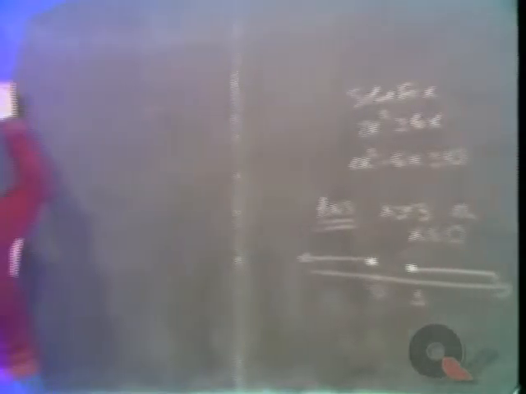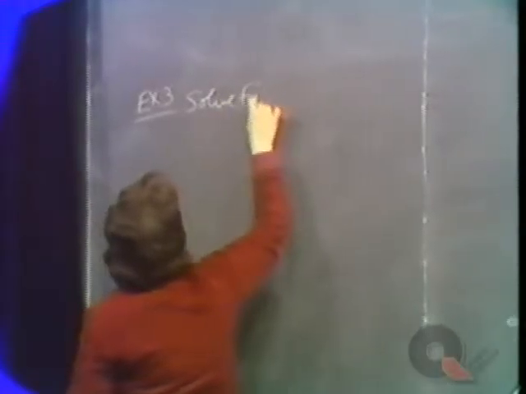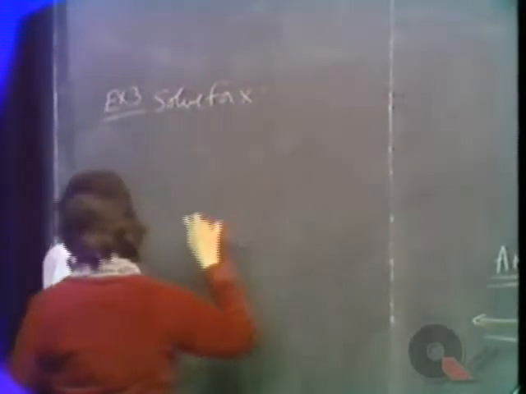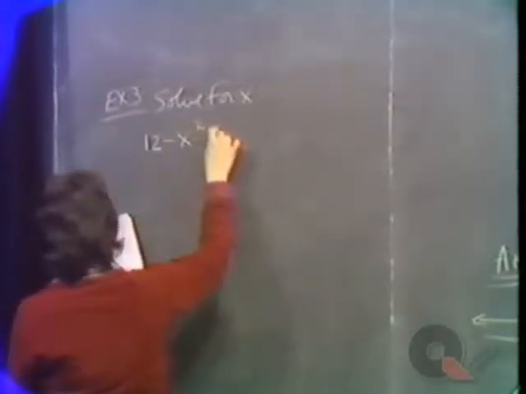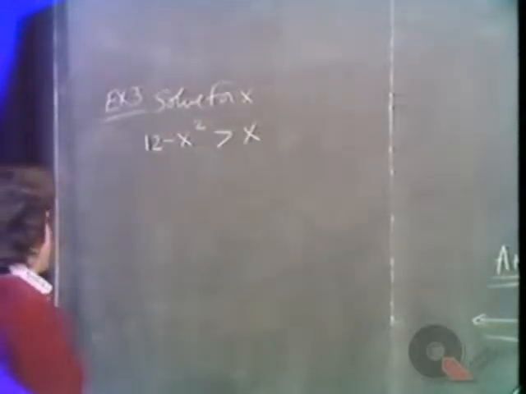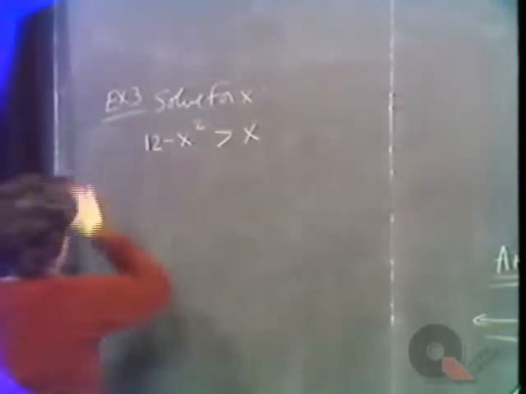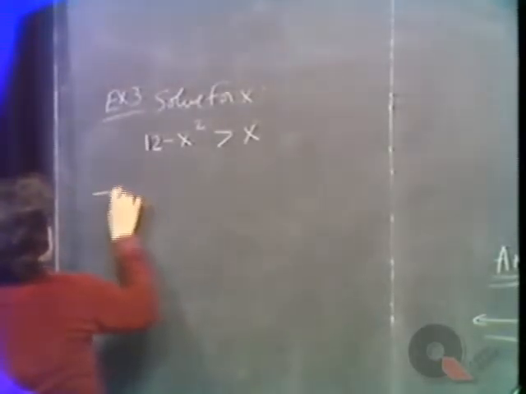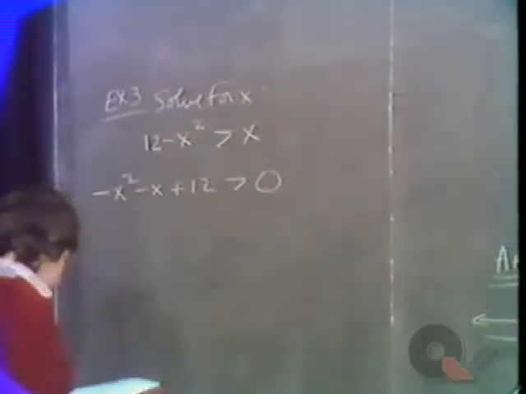Okay, in example 3, we want to solve for x. 12 minus x squared greater than x. Okay, now I'd like to put everything on one side and 0 on the other side. So let's say we bring everything over to the left. We get minus x squared minus x plus 12 is greater than 0.